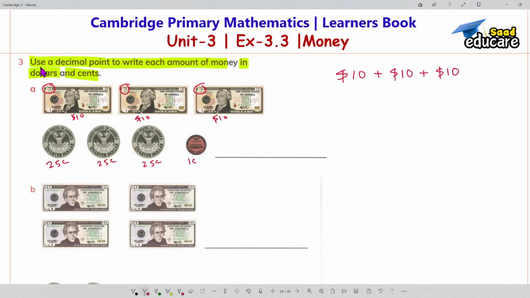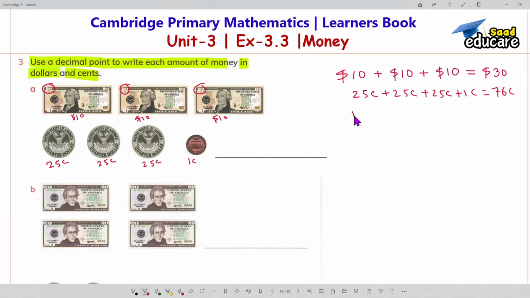So use a decimal point to write each amount. Write each amount of money in dollars and cents. So look, the dollar here is $30, right? And how about cent? 25 cent plus 25 cent plus 25 cent plus 1 cent. Here is 76 cents.